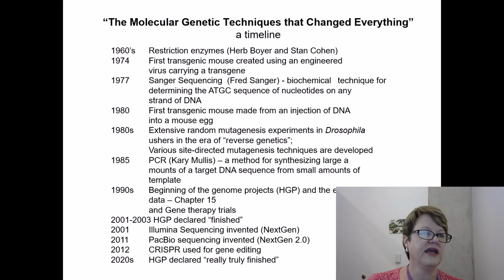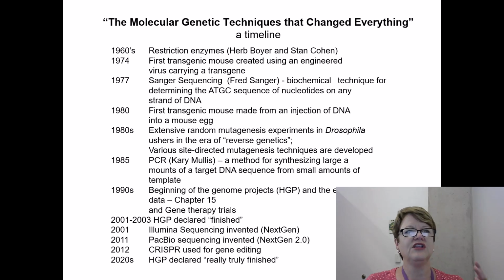So that exists. In 2012, CRISPR was first used for gene editing, or shown that it could be used for gene editing. CRISPR is a naturally occurring system in bacteria, but then it's been created as a technique for gene editing. And in the 2020s, the Human Genome Project has been declared really, truly finished, because they applied the Illumina and PacBio sequencing methods and were able to really finish even the repeat sequences.